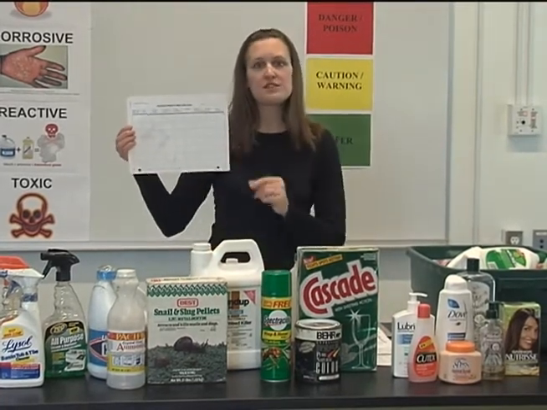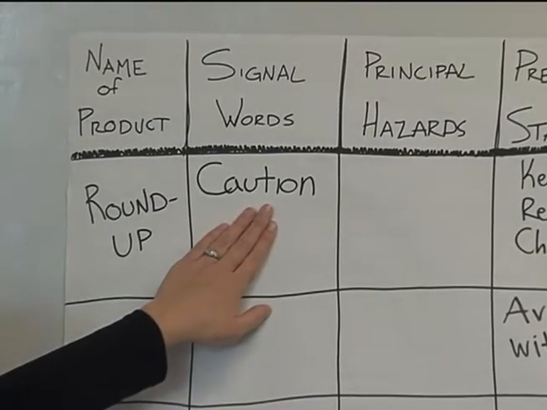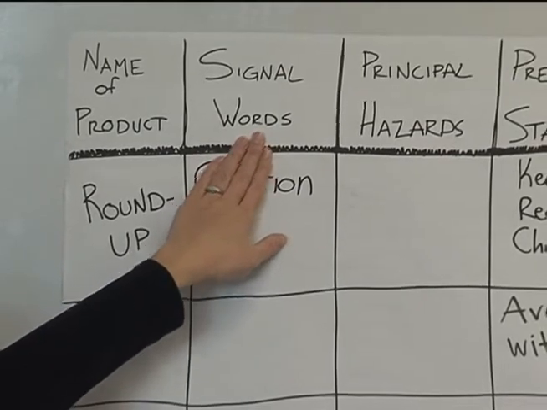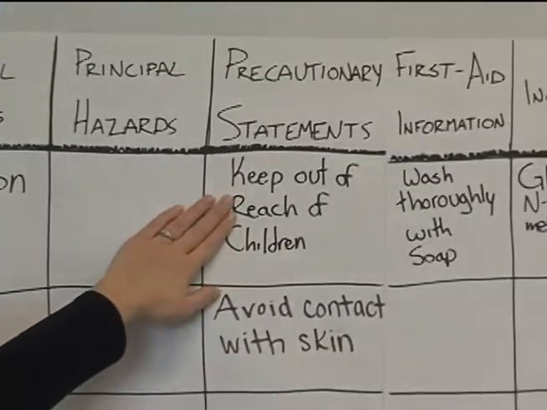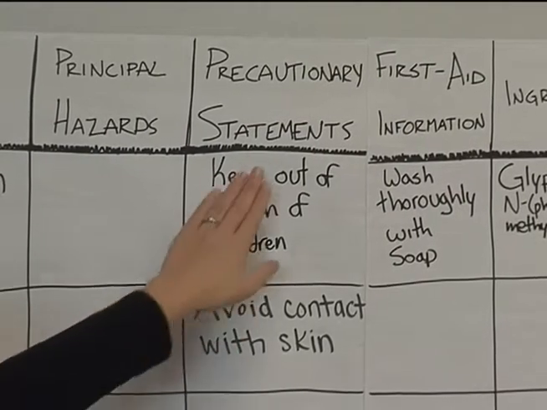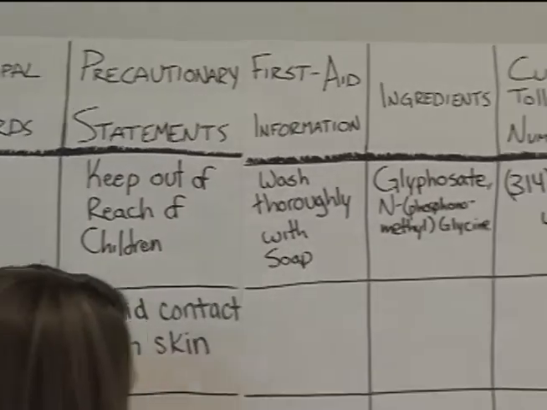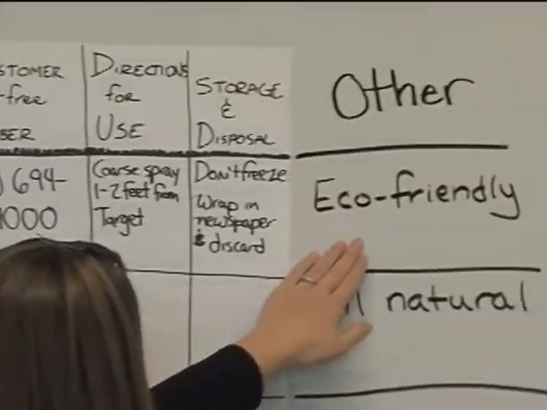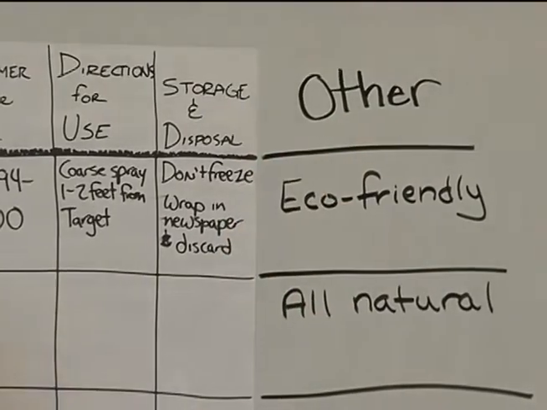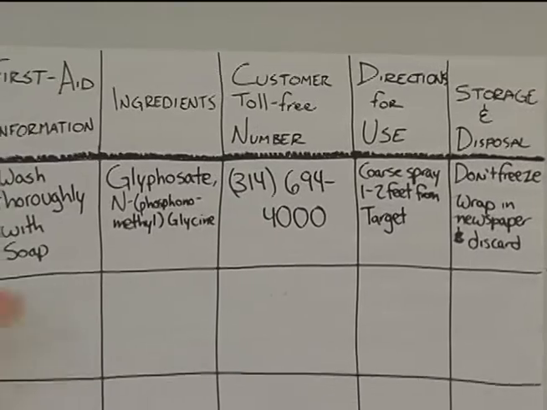For example, if students say that caution is on their product label, list caution in the signal words category on the chart. If students say that their label contains keep away from children or avoid contact with skin, place that information in the precautionary statements column. Put advertising claims such as eco-friendly or all-natural under a category called Other. Continue filling out the chart until each column contains examples provided by the students.